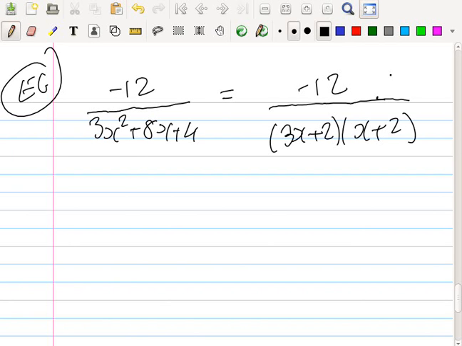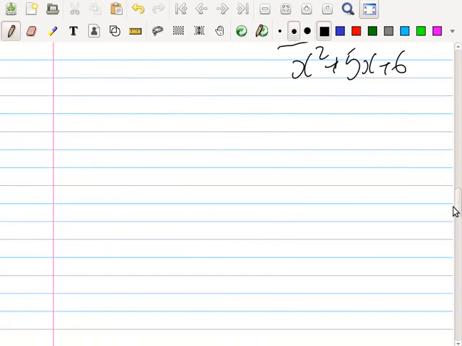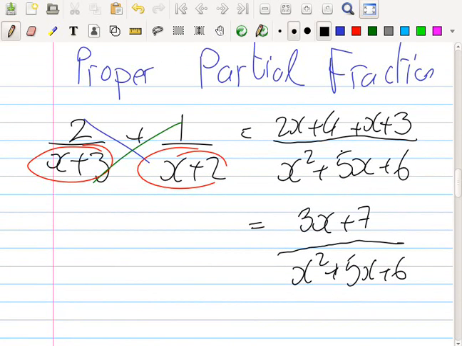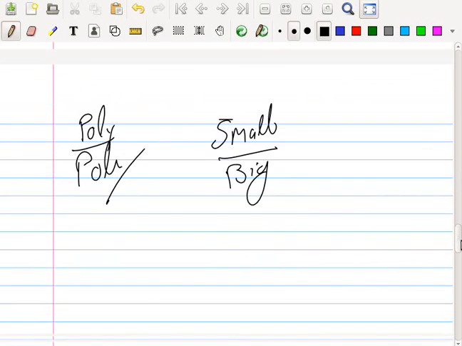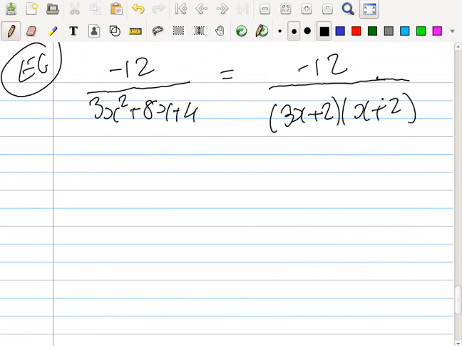Now that's great, because when it's written like this, it actually is kind of clear what the two denominators should be. If you flick back for a moment, how did I get this quadratic here? What did I do? I multiplied these two denominators. So by writing the quadratic like this, it becomes clear what the two denominators should be. So we have minus 12 over 3x plus 2 times x plus 2.